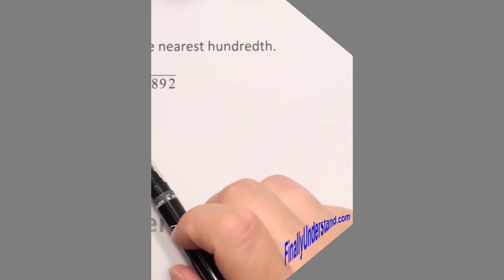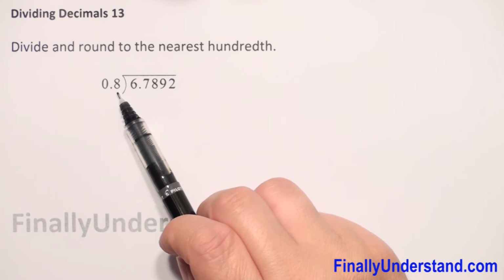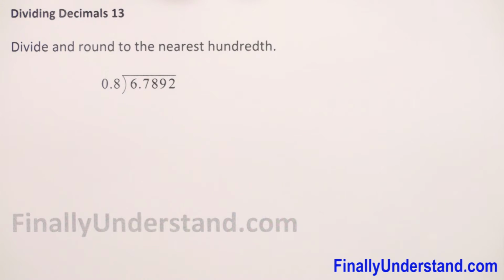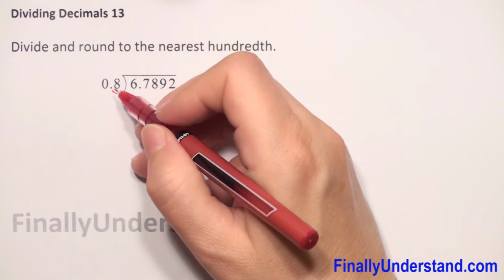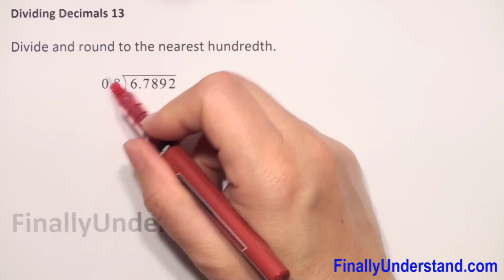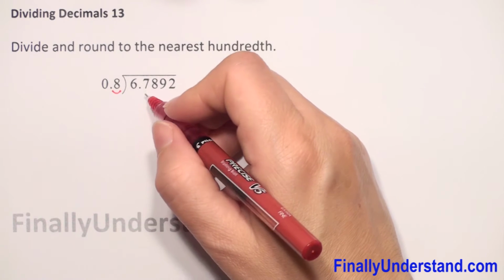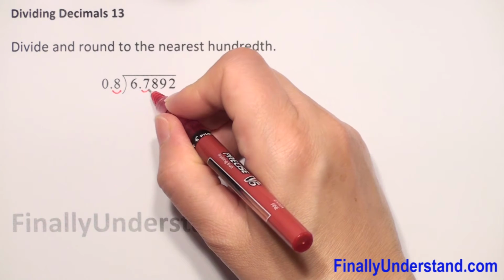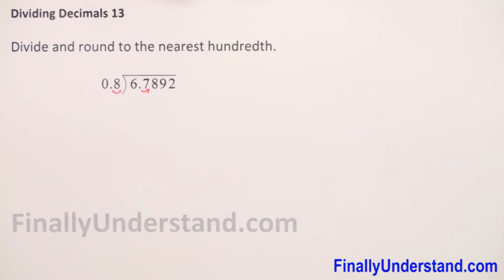We have division, decimal numbers. How we do this? First, we have to check our divisor. Divisor cannot be decimal number. We have 0.8, so we need to move decimal point one place, one digit, and whatever we did with our divisor, we have to do the same with our dividend. So we move one decimal place to the right, our decimal point.